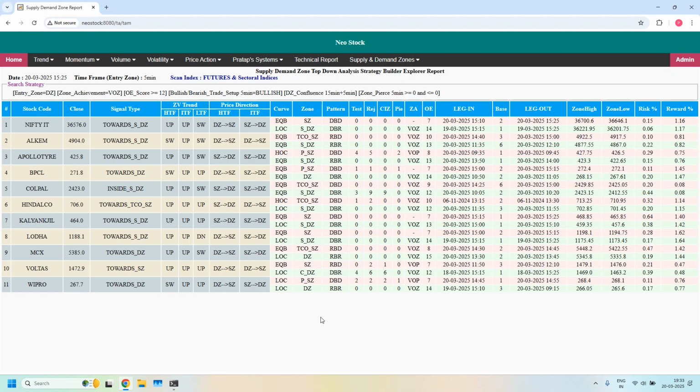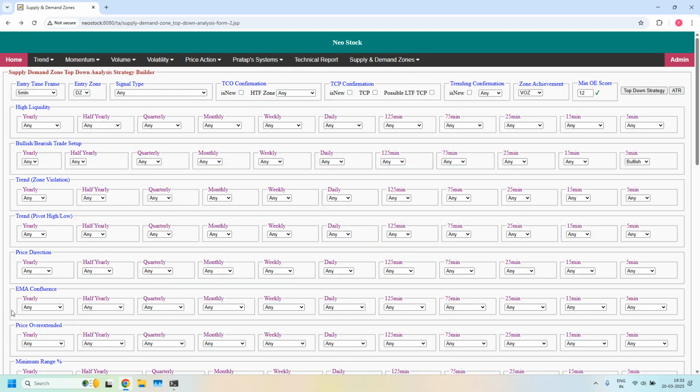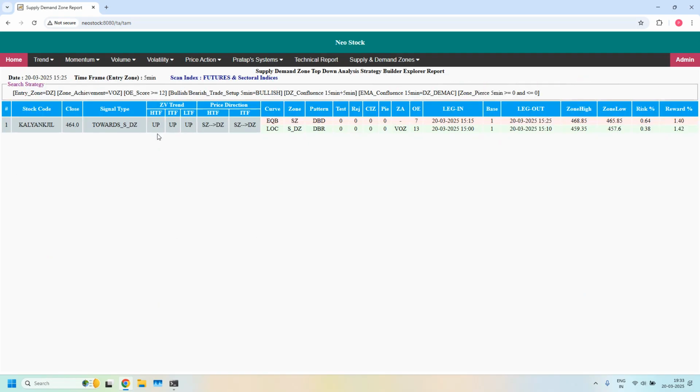Now let us check how many are having those 15 minutes demand zones with daily EMA confluence, because 5 minutes is overlapped with 15-minute zone. So in the EMA confluence at 15 minutes time frame, I am checking 15 minutes demand zone with daily EMA confluence. We got only one stock. So this 5 minutes demand zone is having more probability to get success compared to the other zones.